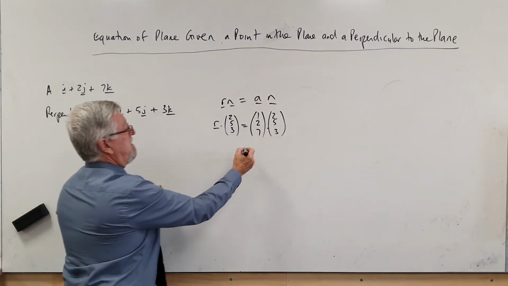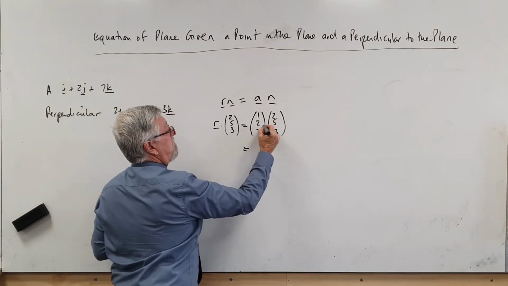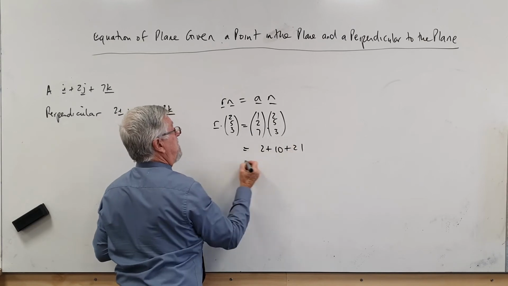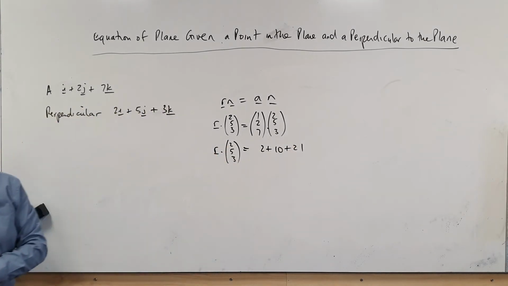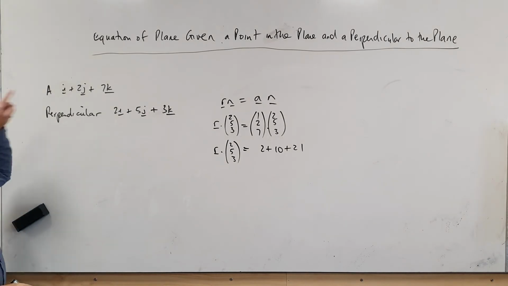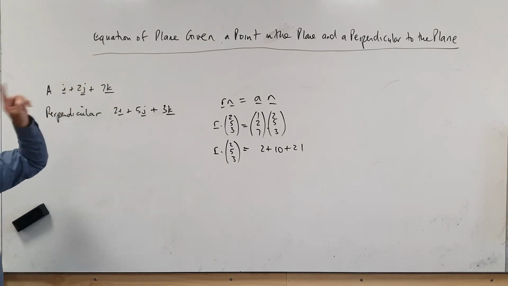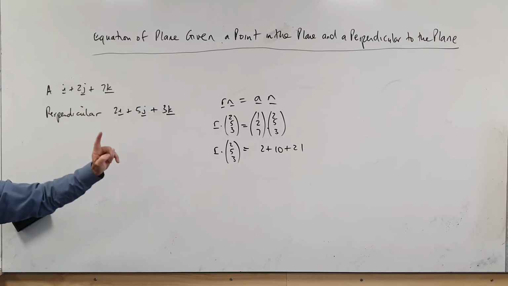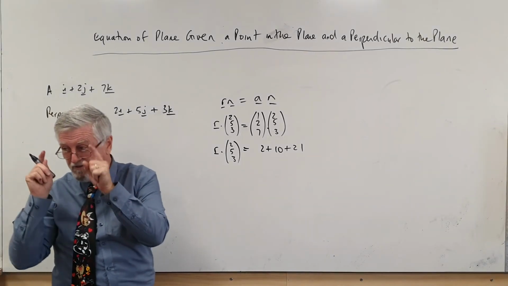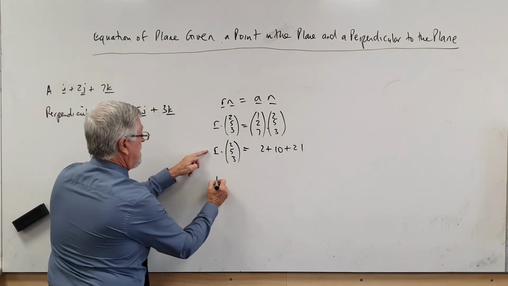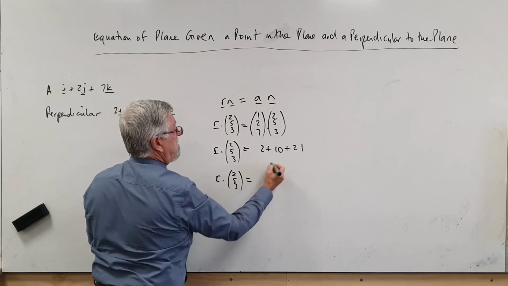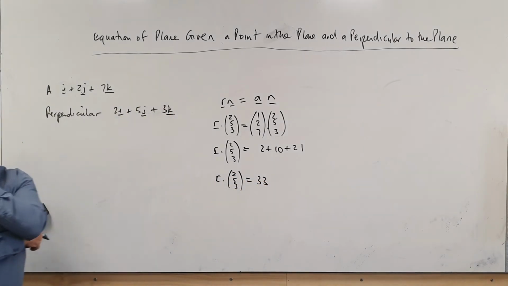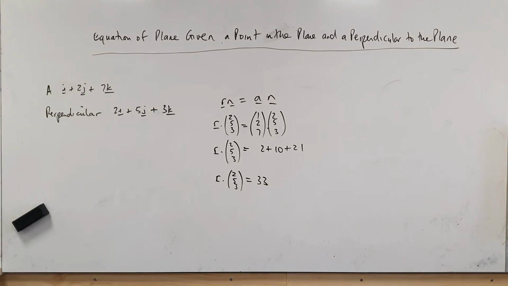What's the dot product of those? 2 plus 10 plus 21. So R dot 2, 5, 3 is that. So the unique equation of this plane, not just any equation, is R dot 2, 5, 3 equals 33. And the one that I tried to represent in the diagram is that plane.